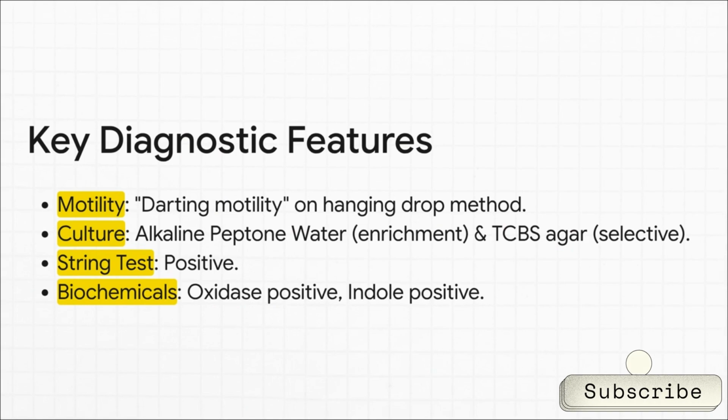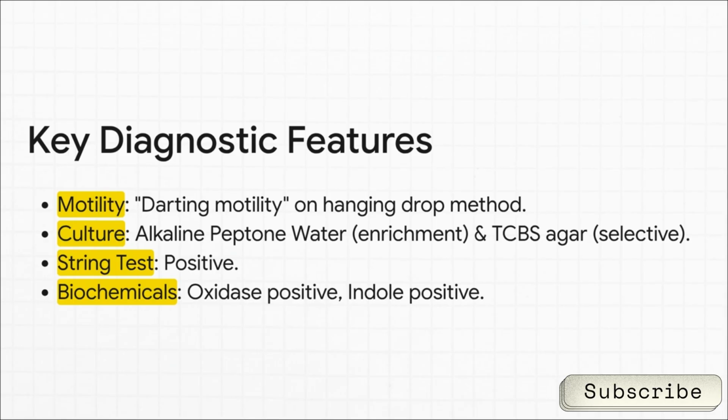But it's not just about what it looks like. Remember we said it was motile? Well, if you look at it under a microscope using a hanging drop method, you'll see this incredible darting motility. It's not a gentle swim, it's a rapid shooting movement. For culture, we first enrich the sample in alkaline peptone water before plating it on TCBS. And then there's the super cool and simple string test. You take a colony, mix it with a drop of 0.5% sodium deoxycholate, and when you lift your loop, it forms this mucoid string. So cool!